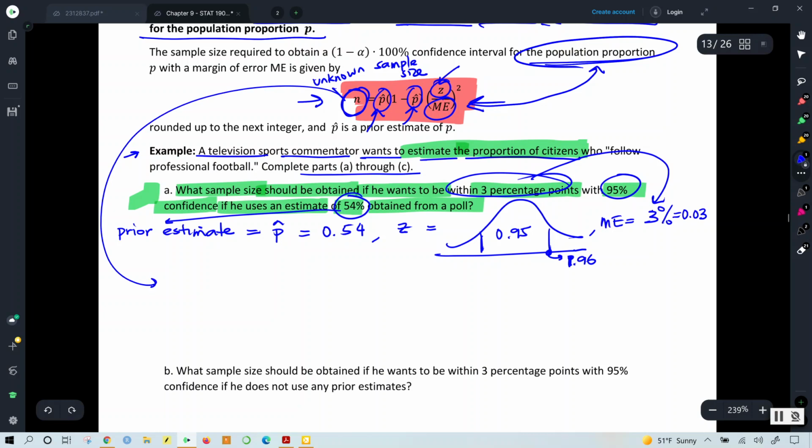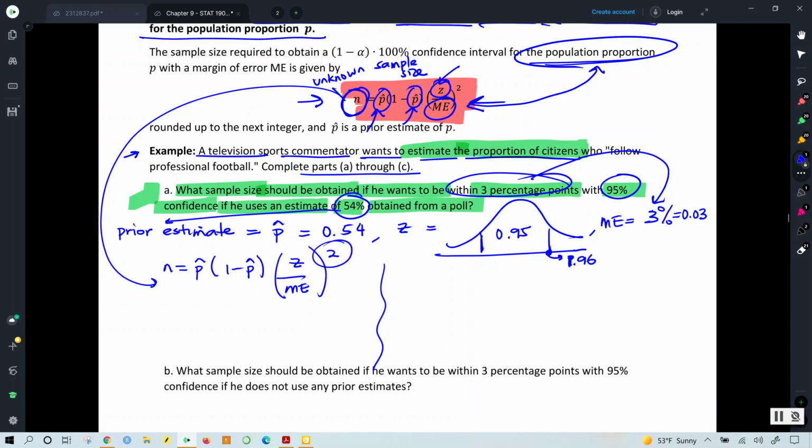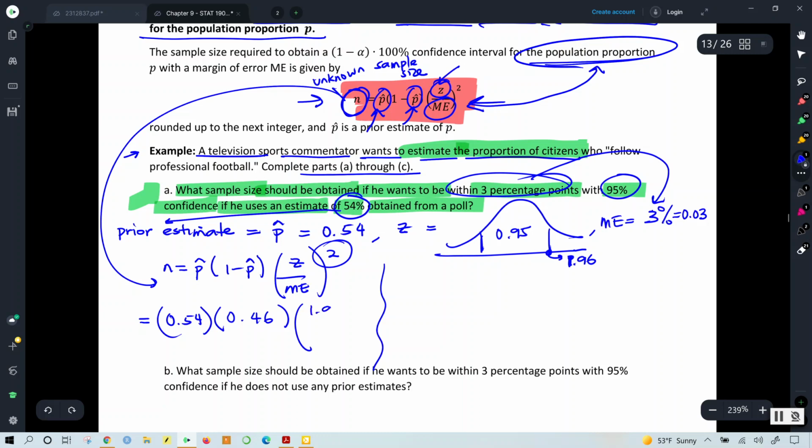So plug in our values. n is P-hat times 1 minus P-hat, multiplied by Z divided by margin of error, all squared. Please do not forget the square. This is a common error. So this is equal to 0.54 multiplied by 1 minus 0.54. 1 minus 0.54 is the same as 0.46. Then our Z is 1.96 divided by 0.03, all squared.